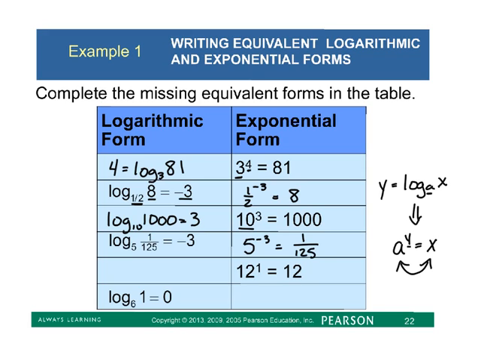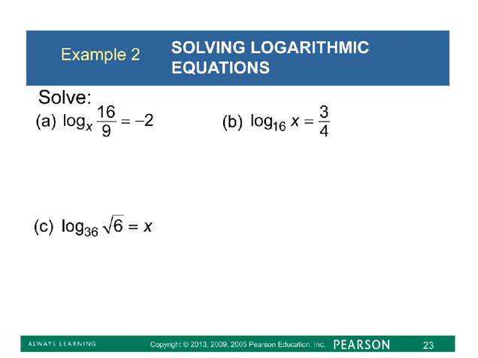Okay, let's do this a couple more times just so you can see this. 12 to the first equals 12. So log base 12 of 12 is equal to 1. And then here we have log base 6 of 1 equals 0. That means 6 to the 0 equals 1. So changing it to its equivalent form will come in handy here also.